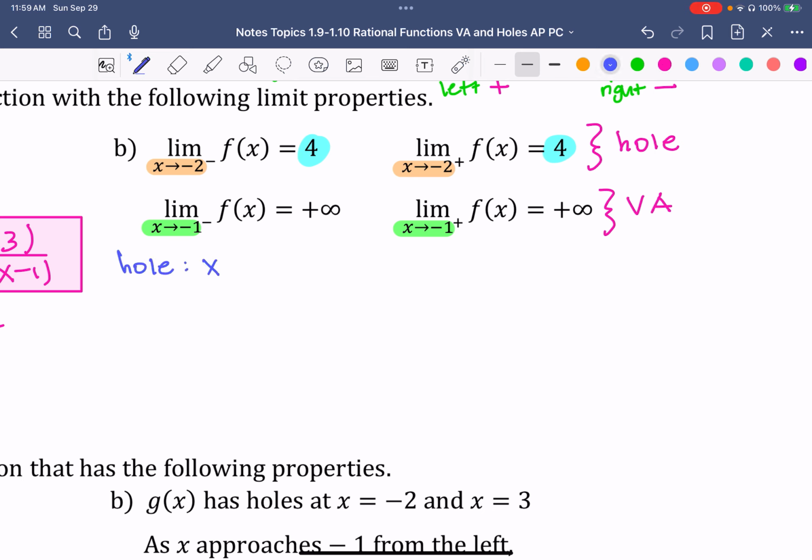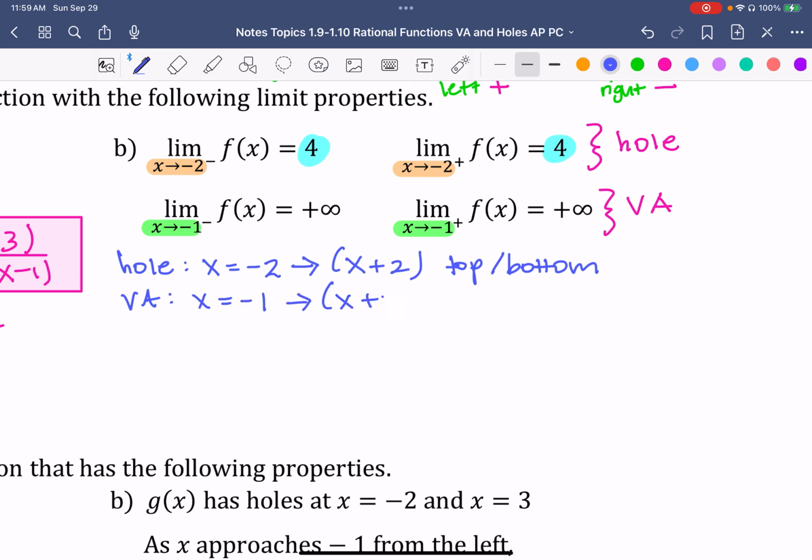Okay, so if I look at the hole, it says that x approaches negative 2 means that the hole is exactly at x equals negative 2. The factor would be x plus 2. And you would have to write this on both the top and the bottom of the fraction so that they cancel out. For the vertical asymptote, it would be at x equals negative 1, and the factor would be x plus 1, and it has to appear only on the bottom. Okay? Now, there's one thing that we haven't talked about, and that is the possibilities the vertical asymptotes could be.